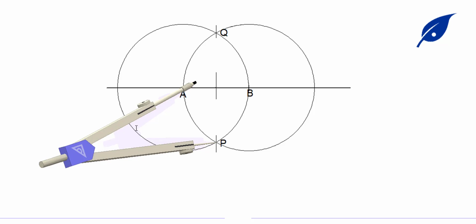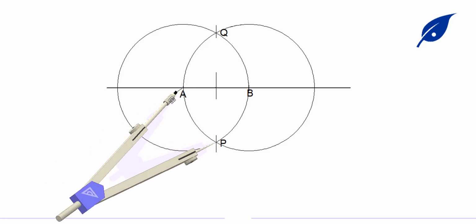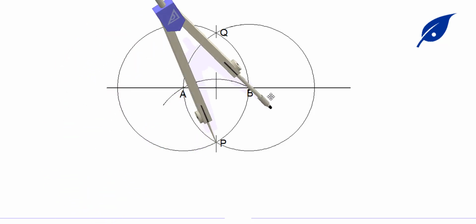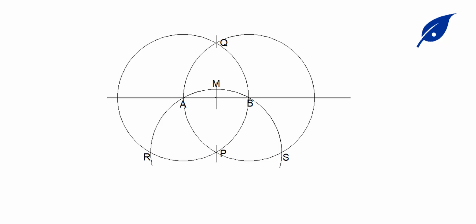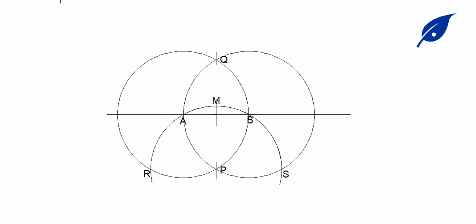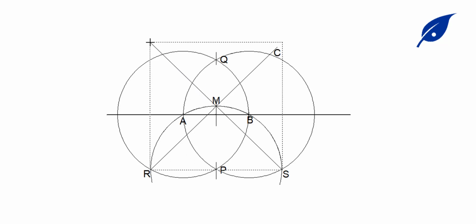So with the same radius of 40 mm and the center at M, we describe a circle such that it meets the circles A and B at R and S. We draw a line from R passing through M to the second circle, and another line from S passing through M to the other circle, to meet at C and E respectively.